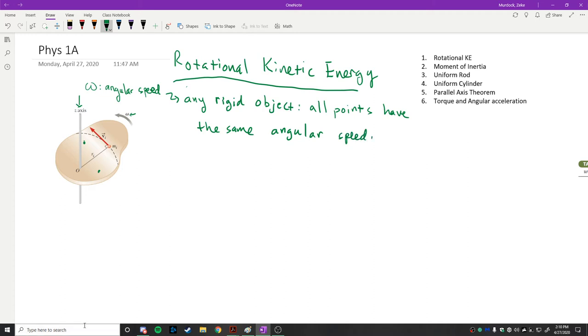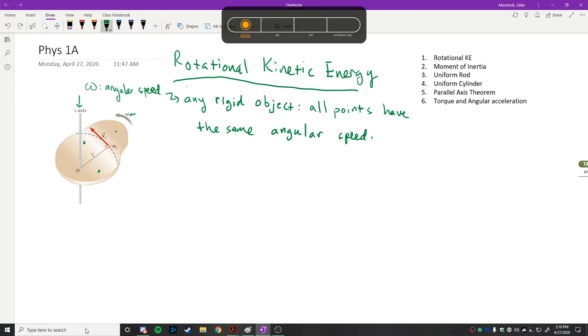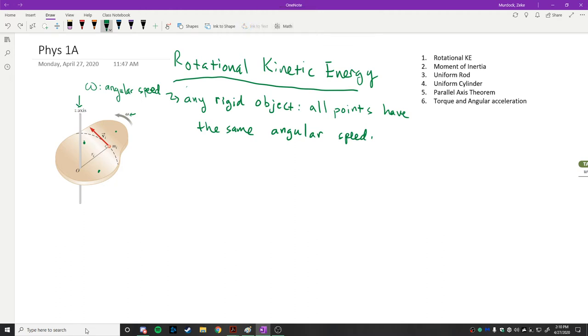I don't know if that's obvious to you guys, but I will say something to mention why that would be the case. If I pick a point on here, and I think about what happens as it goes around in a circle like this and completes one revolution, the angular speed is the rate at which that happens, right? The number of turns per second. It can be measured in revolutions per minute.